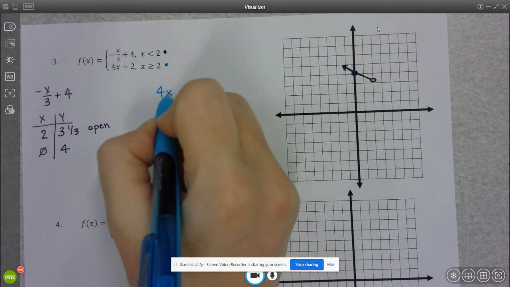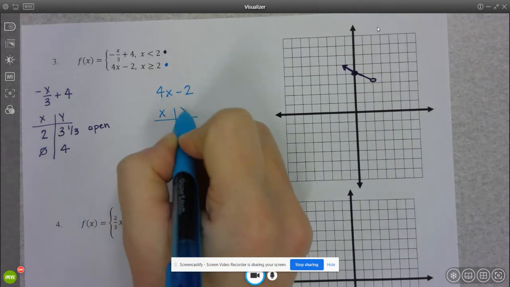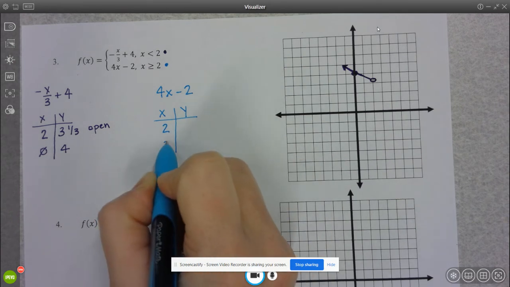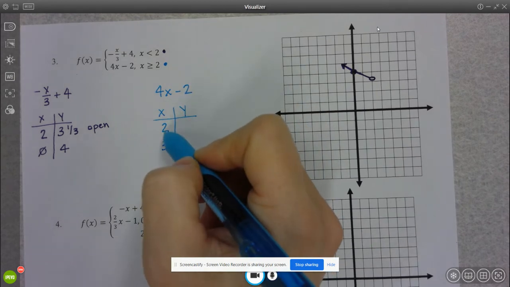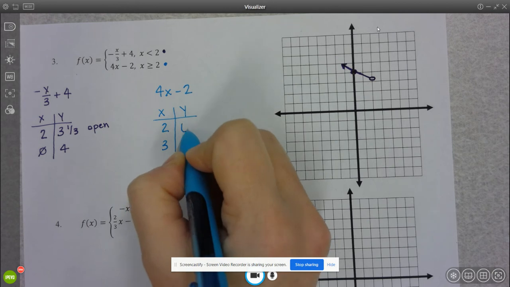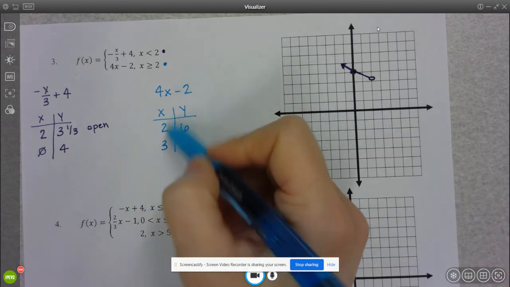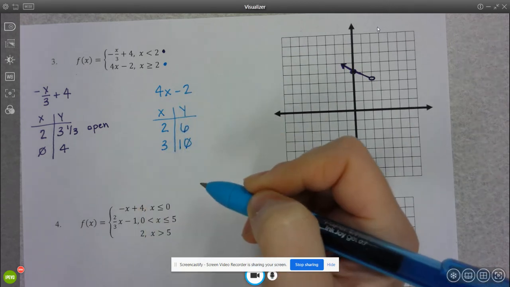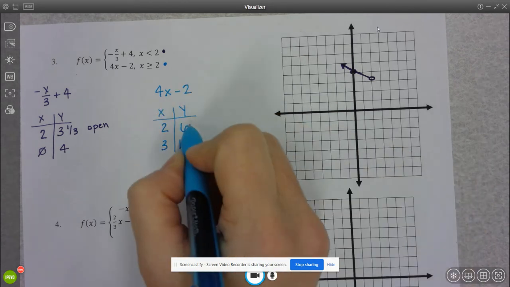So let's do the same thing with 4x minus 2. So I'm going to pick 2, and let's say I'm going to pick 3. So 4 times 2 gives me 8, minus 2 gives me 6. I'm not going to have enough room for this one. 4 times 3 gives me 12, minus 2 gives me 10. I'm going to have to fudge this one. I didn't give myself a big enough graph here.